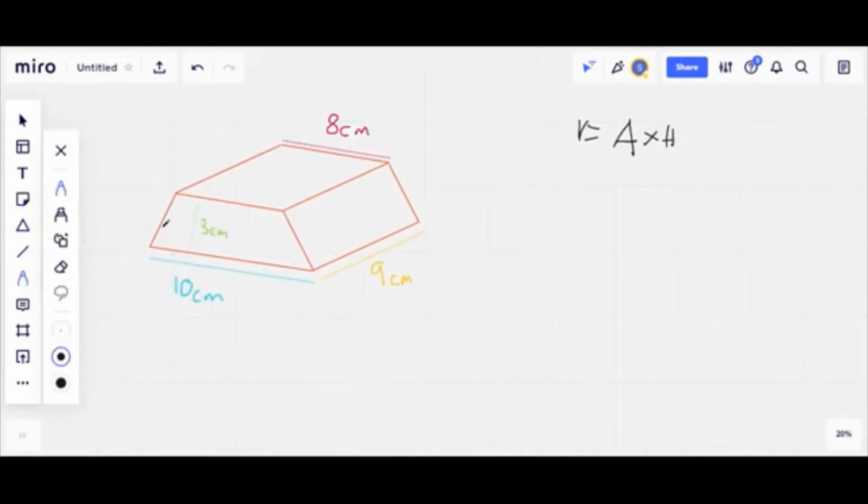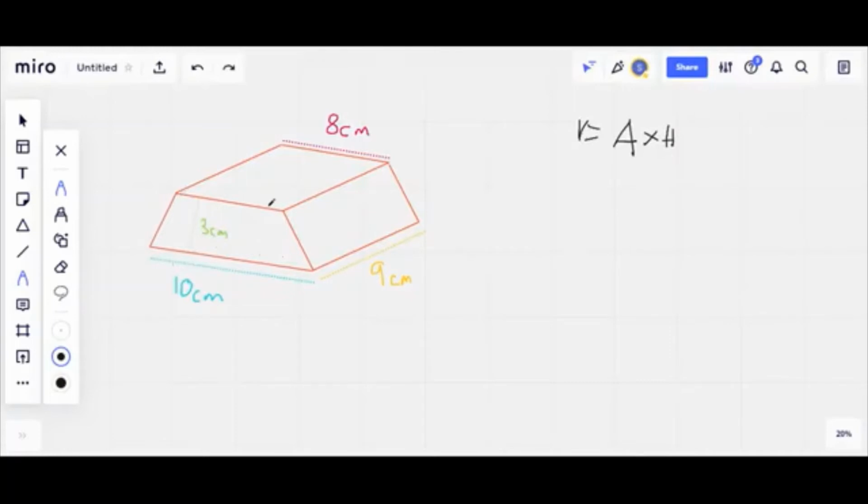What we really want to do here is use this front face. That's what we're going to use as our cross-sectional area, because if we look here, it's the same shape that pushes all the way through. So we'll use that as our area, and we'll find our area first.